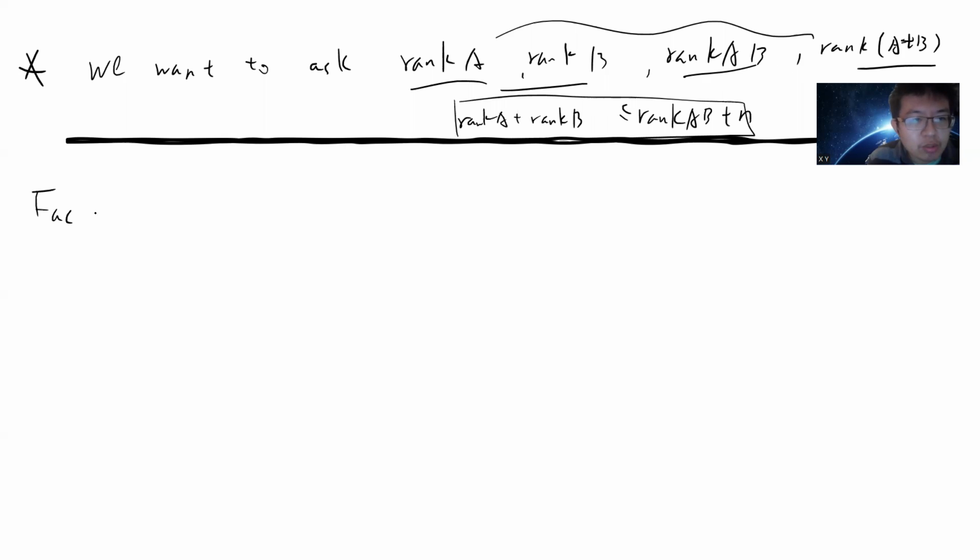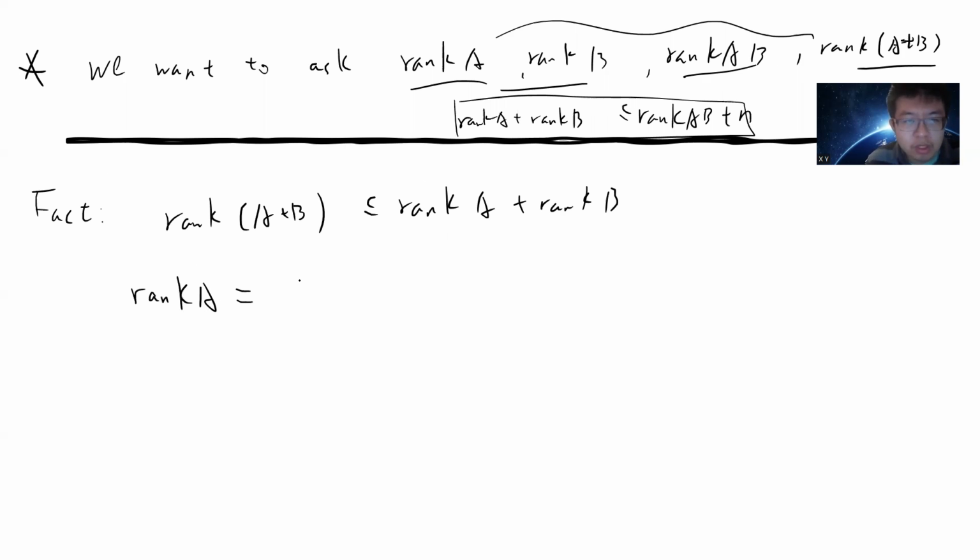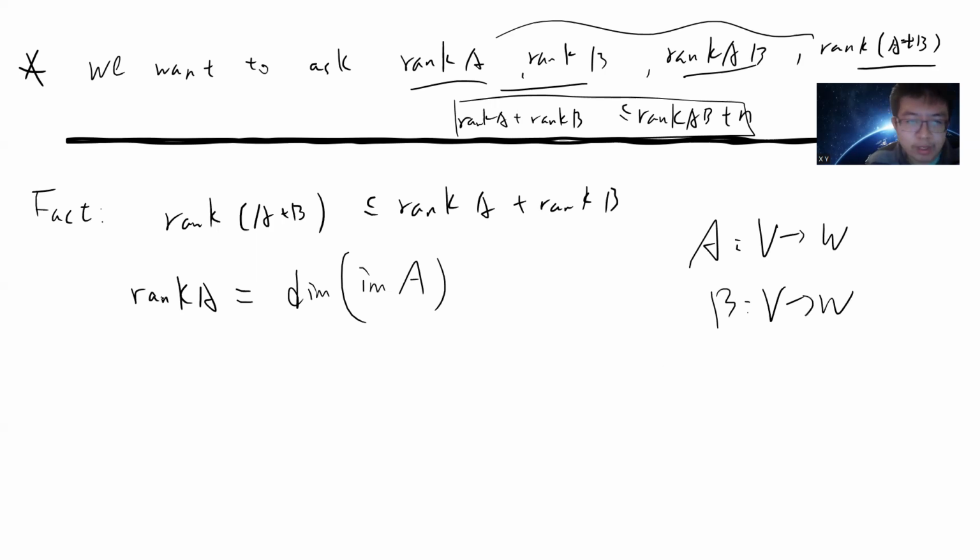The fact, which is really trivial, is that rank A plus B is less than or equal to rank A plus rank B. If you're not familiar with linear algebra, the rank is somehow a hard object to imagine. But remember, all you need to know is that it's the dimension of the image of A. You can imagine A is a linear map between vector spaces, and B is also a linear map between vector spaces.